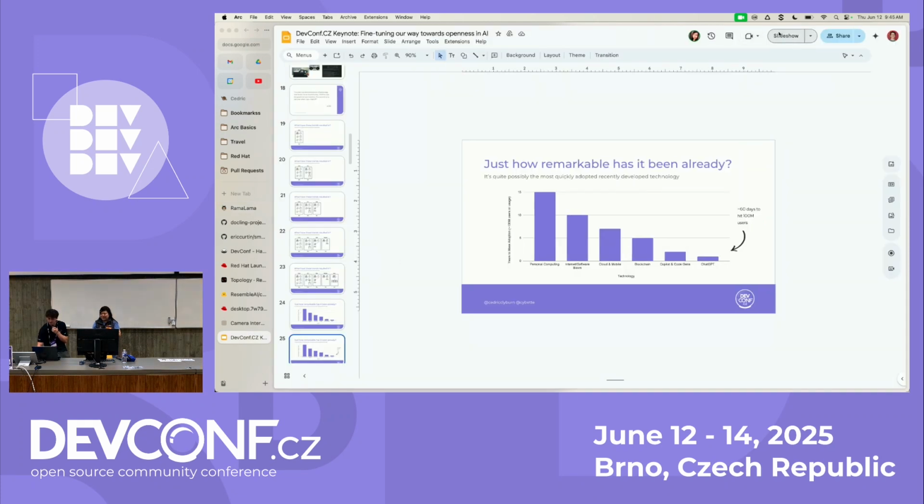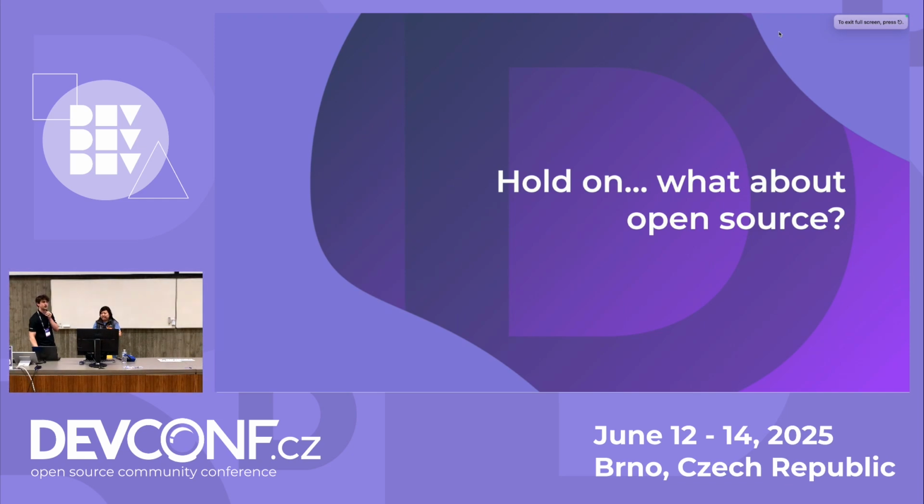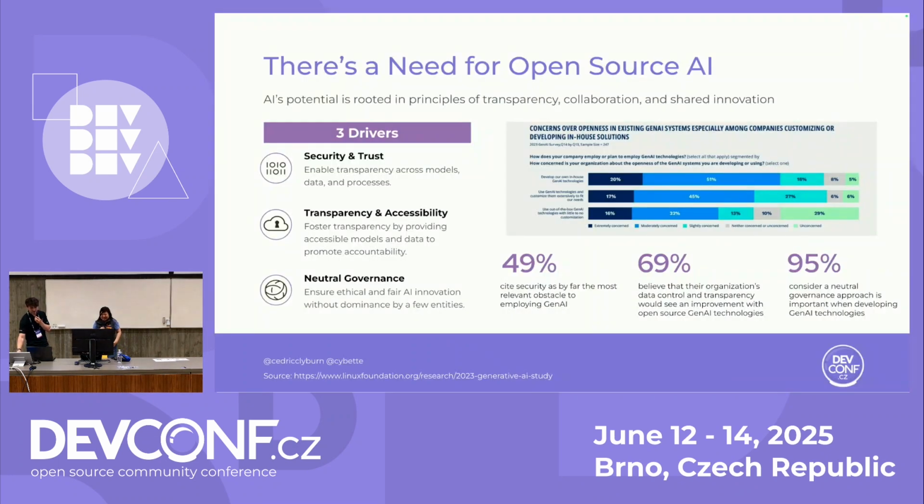But speaking of local models, we were talking about ChatGPT being widely adopted, but the big question is, we're at DevConf. This is the open source conference where we all gather, speak on our projects, and speak about the future of open source. So what about open source? Yeah, that's a great question, Carol, because there's a need for open source AI as well.